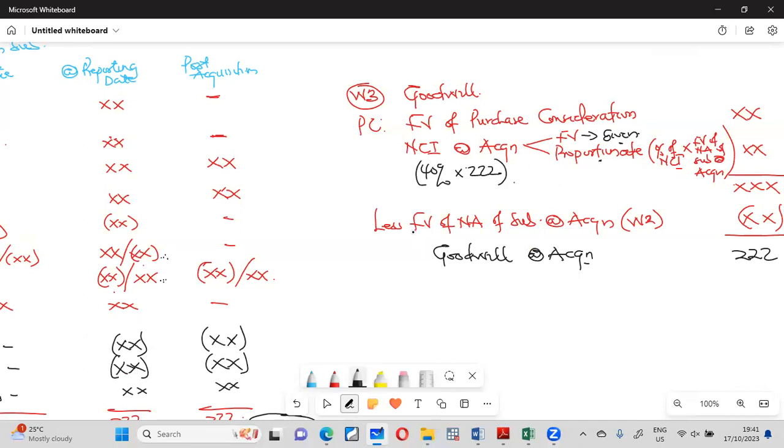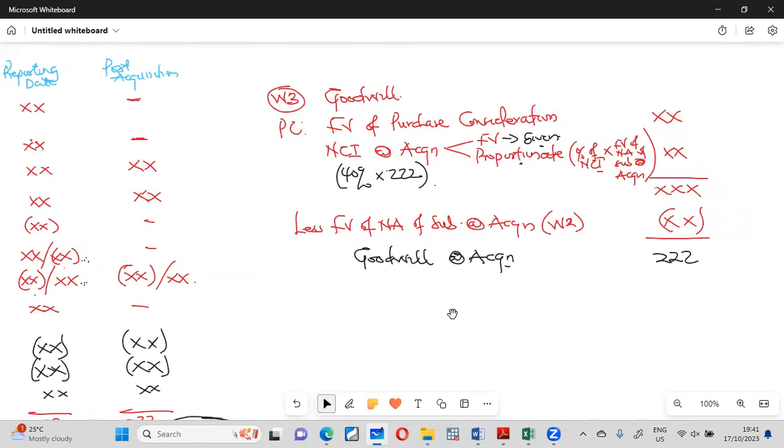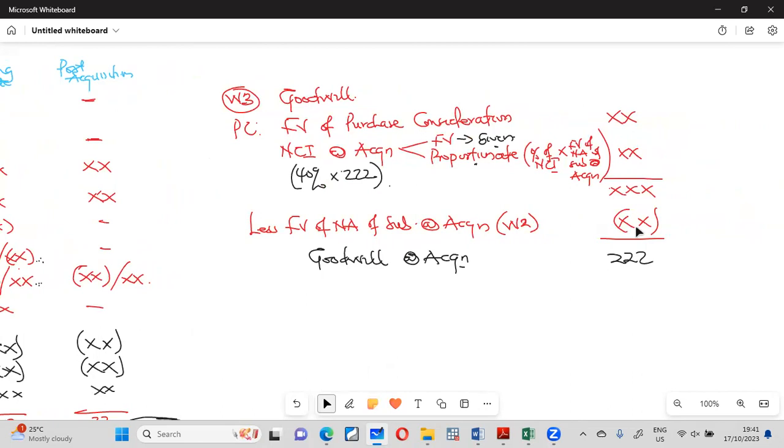Now, then you will less the entire triple Z. Okay, you will less it. All of them, you will less it. So that figure there, fair value of net asset at acquisition, is very, very important. If you miss it, everything starts falling apart. All right, so be careful in your exams.